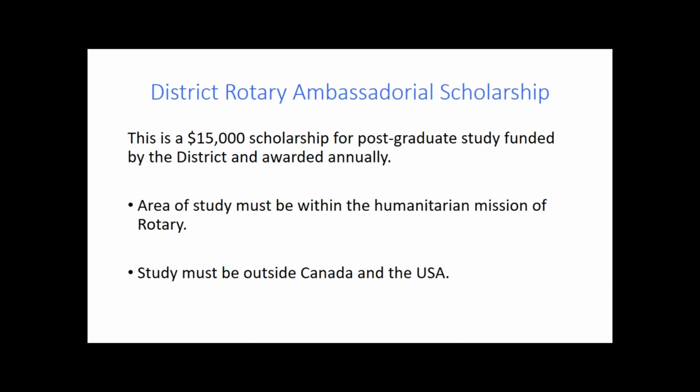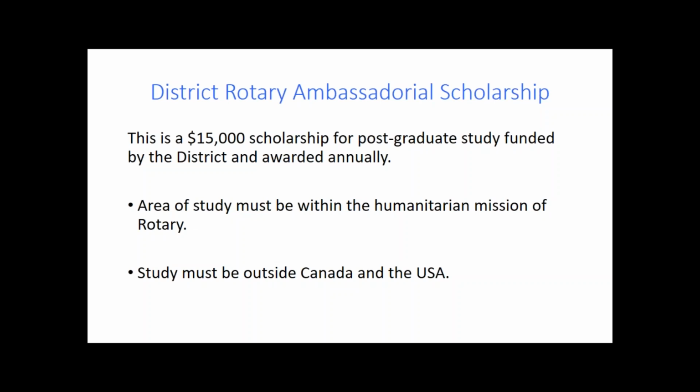The district Rotary Ambassadorial Scholarship, and I think Bill mentioned this morning, this used to be a term Rotary International used, but they stopped it. But the district felt these scholarships were so important. The district stepped up and will fund a $15,000 scholarship for postgraduate study in a humanitarian area. It doesn't have to be within Rotary's 6 areas of focus. It doesn't have to be at a specific university, except the studies must be outside North America, the U.S.